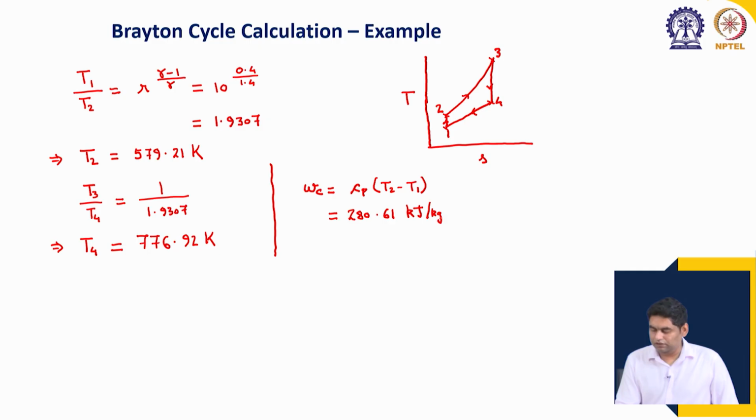Kilojoule per kg here represents that this is the work input required when the mass flow rate of the working fluid is 1 kg per second. So, for unit mass flow rate, what is the work required? Similarly, for the turbine, we can easily find the work output, C p (T 3 minus T 4). So, replace the values and you will get 726.69 kilojoule per kg.